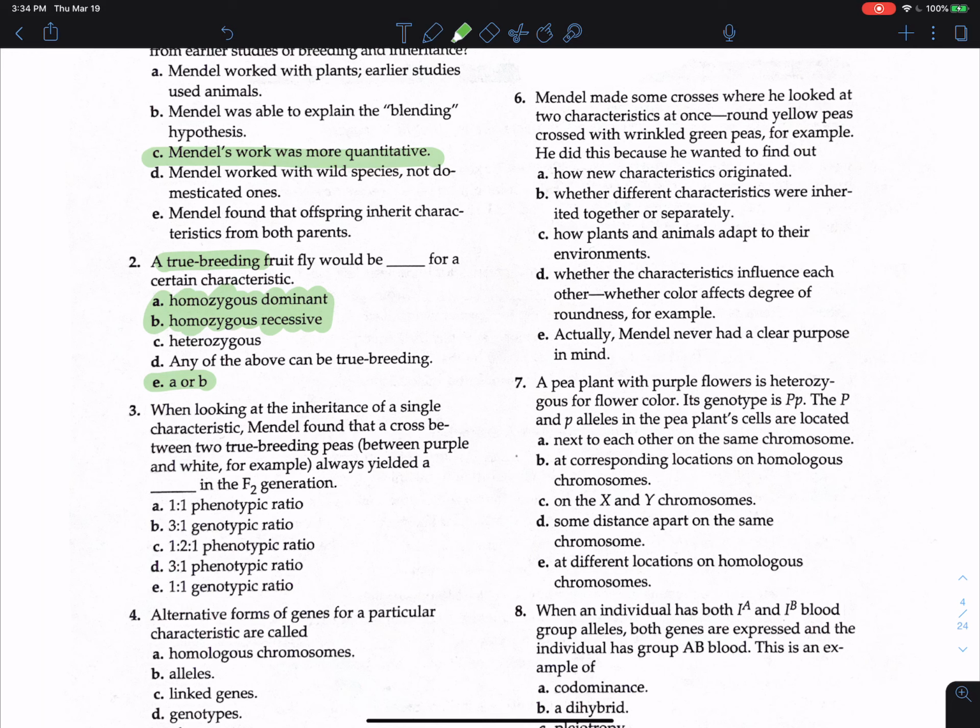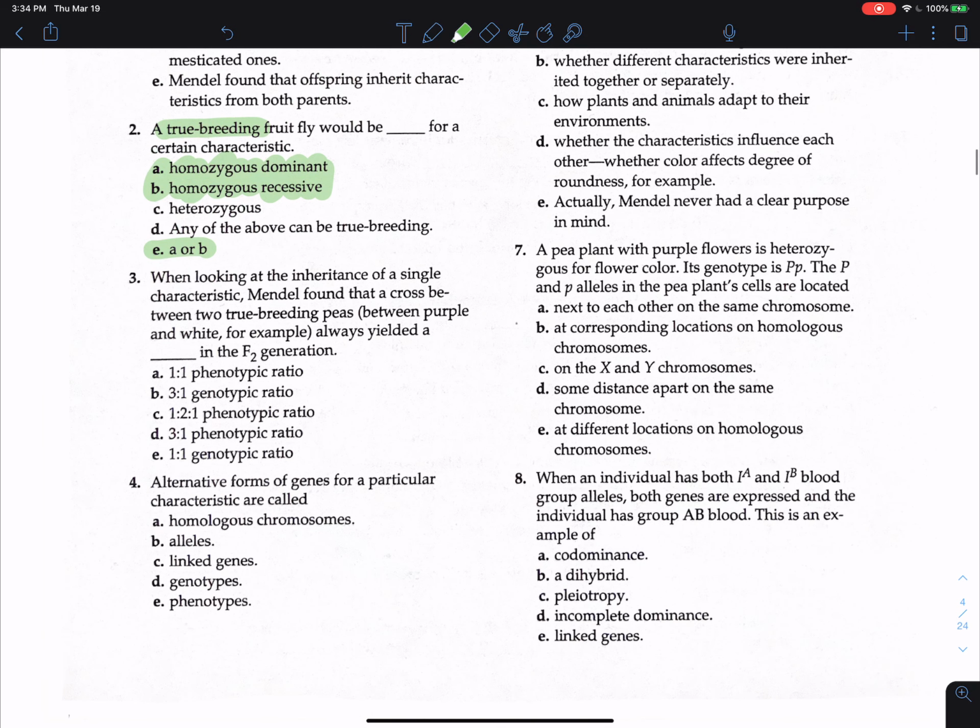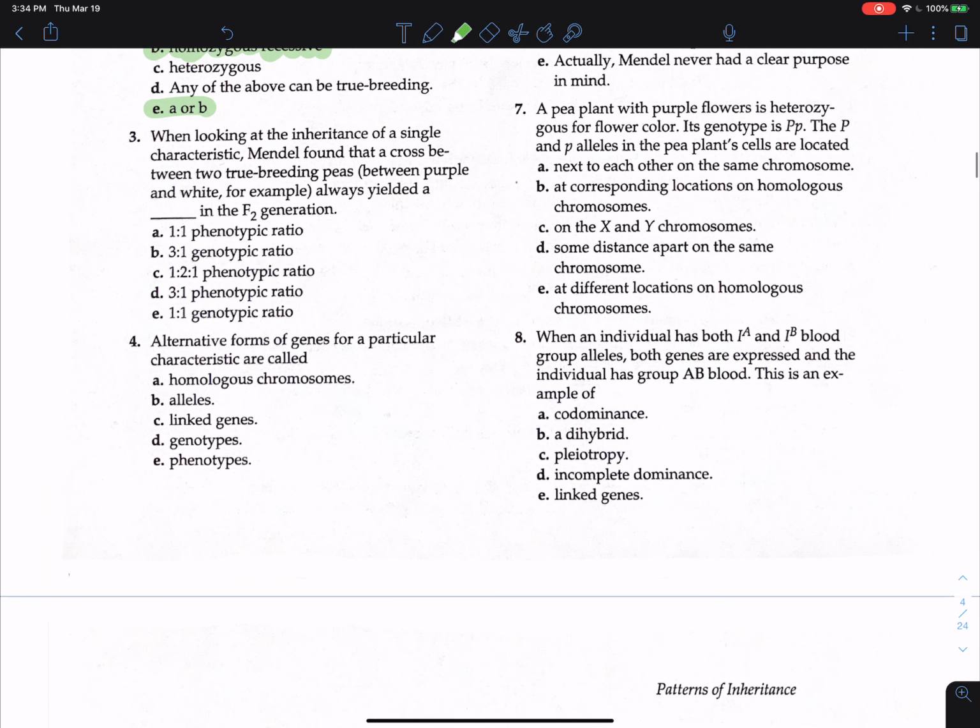Any kind of animal that's true breeding, not really the same thing as purebred, but you can think of it as more of a purebred kind of animal. Any kind of homozygous traits would count as true breeding.